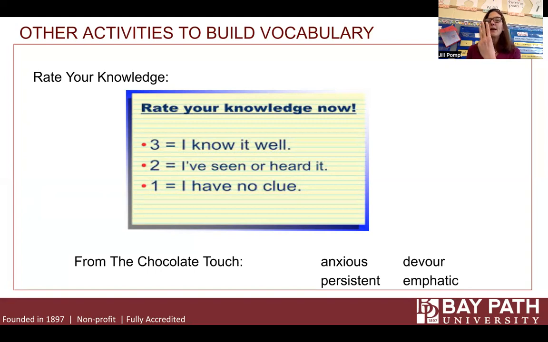And we're just going to rate our knowledge. 3 fingers, I know it well. 2 fingers, I've seen or heard it. 1 finger, I have no clue. I can then share the words with my students, and it will give me a better understanding of how much instruction I need to provide as I help my students to learn these tier 2 words.